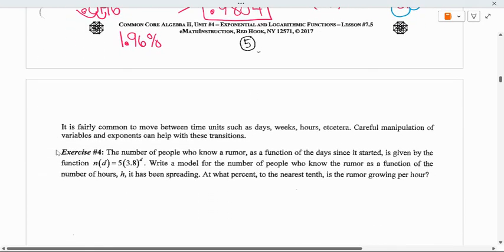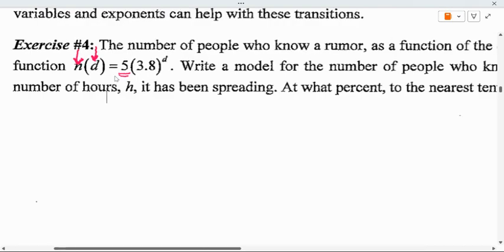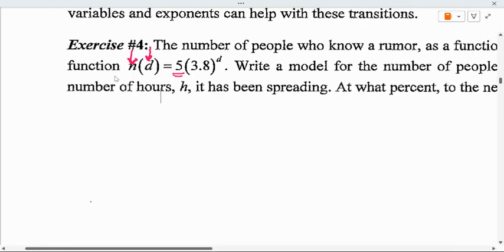Okay. So the number of people who know a rumor is a function of days since it started. So talking about gossip, right? So it says, hey, here's the function. This is the number of people that know the rumor. D represents the days. So initially, how many people knew the rumor? Looking at that function, how many people knew the rumor initially? 5. Yeah, my initial value is 5.